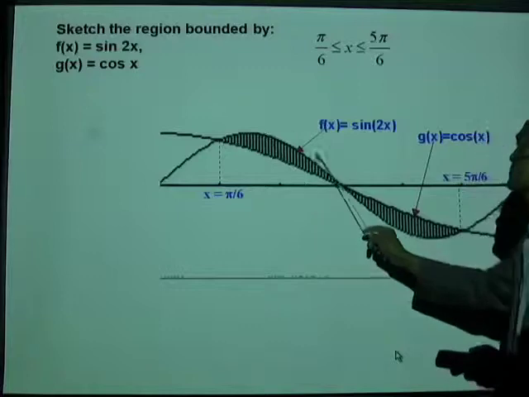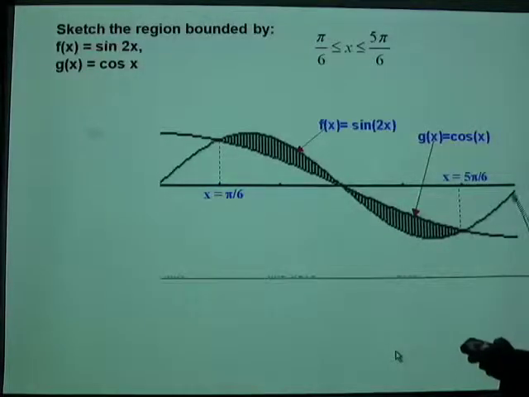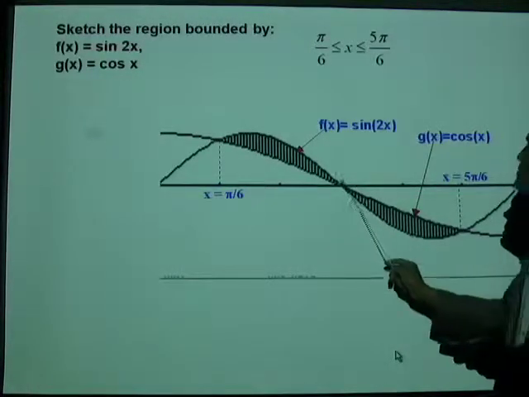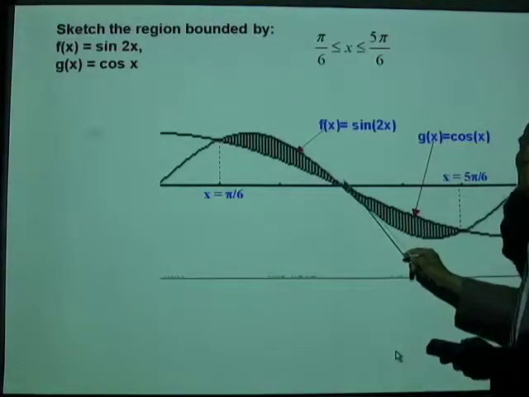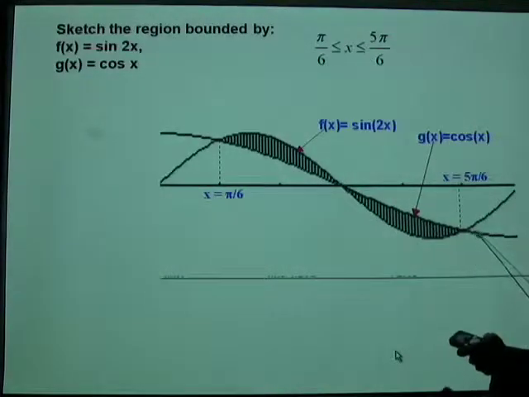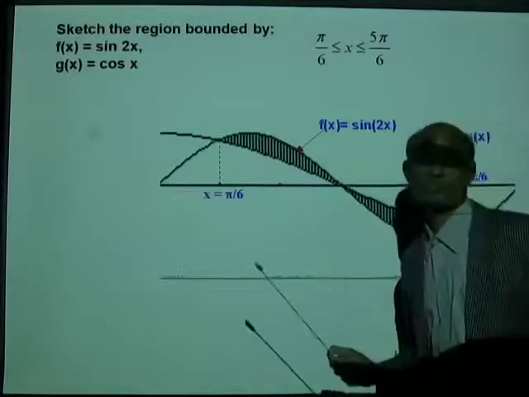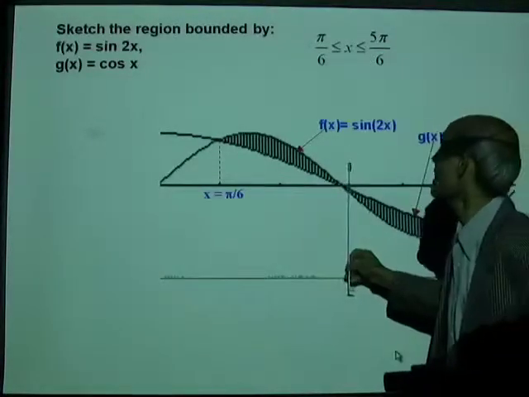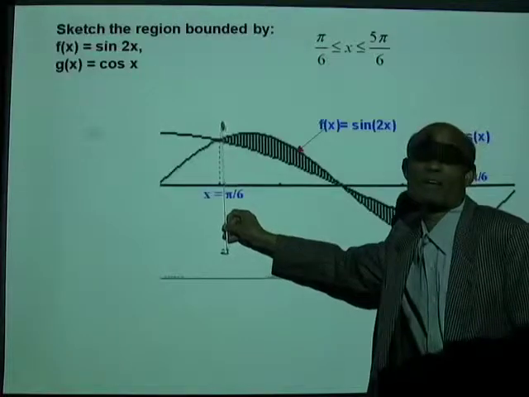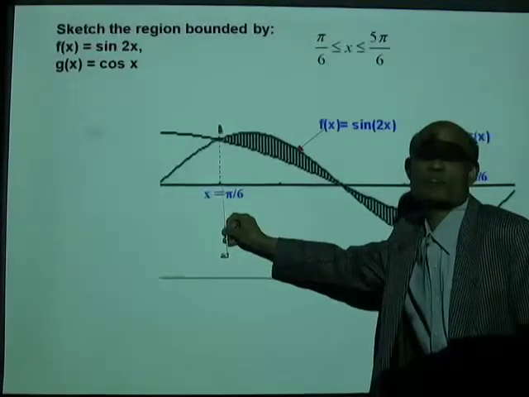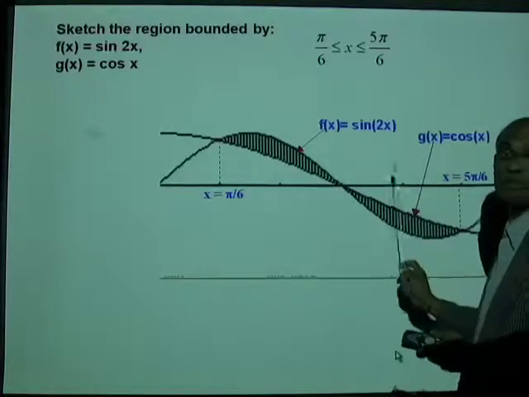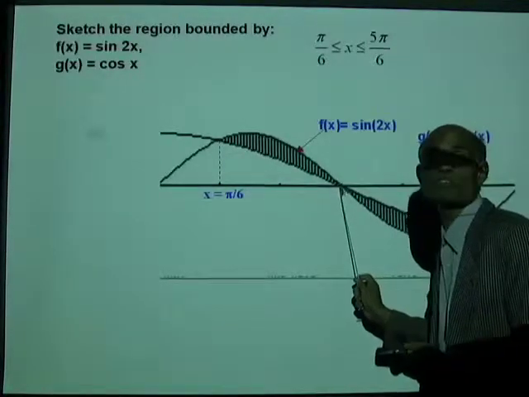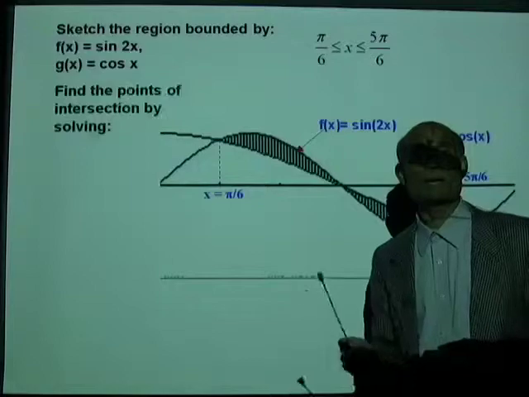F of x equal to sine 2x. Look at the way I'm tracing it out. That is f of x. G of x equal to cos x is this graph. Now, first of all, we need to find the boundaries. Well, we are given x equal to pi by 6 and x equal to 5 pi by 6. But there is actually a point of intersection in between, so we need to find that.